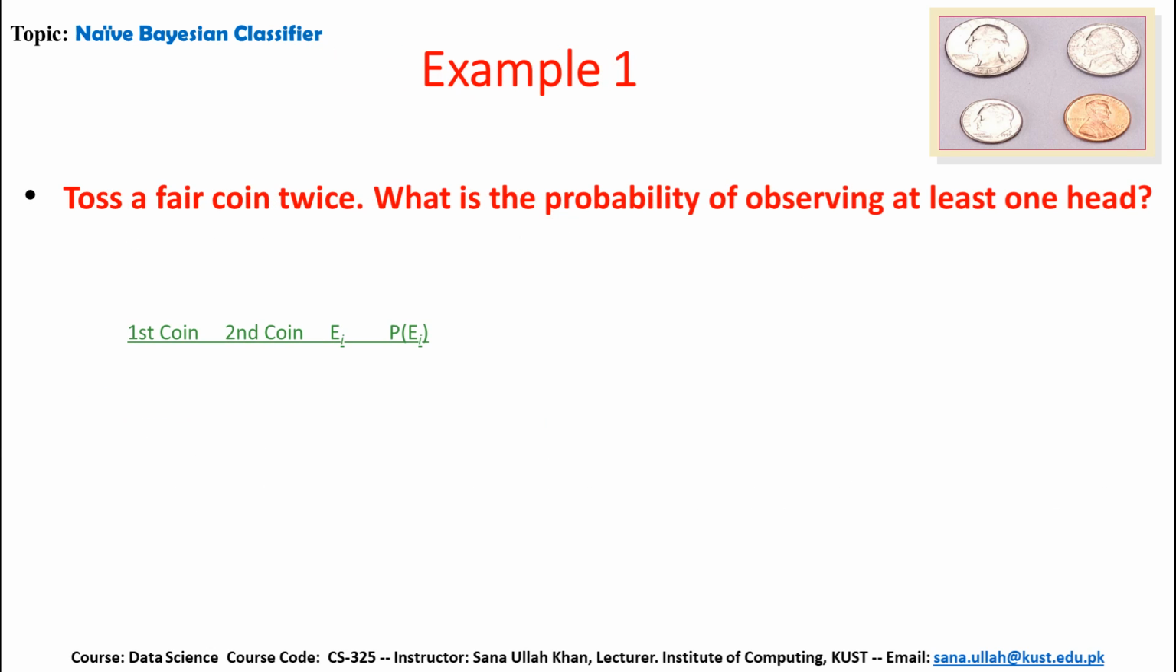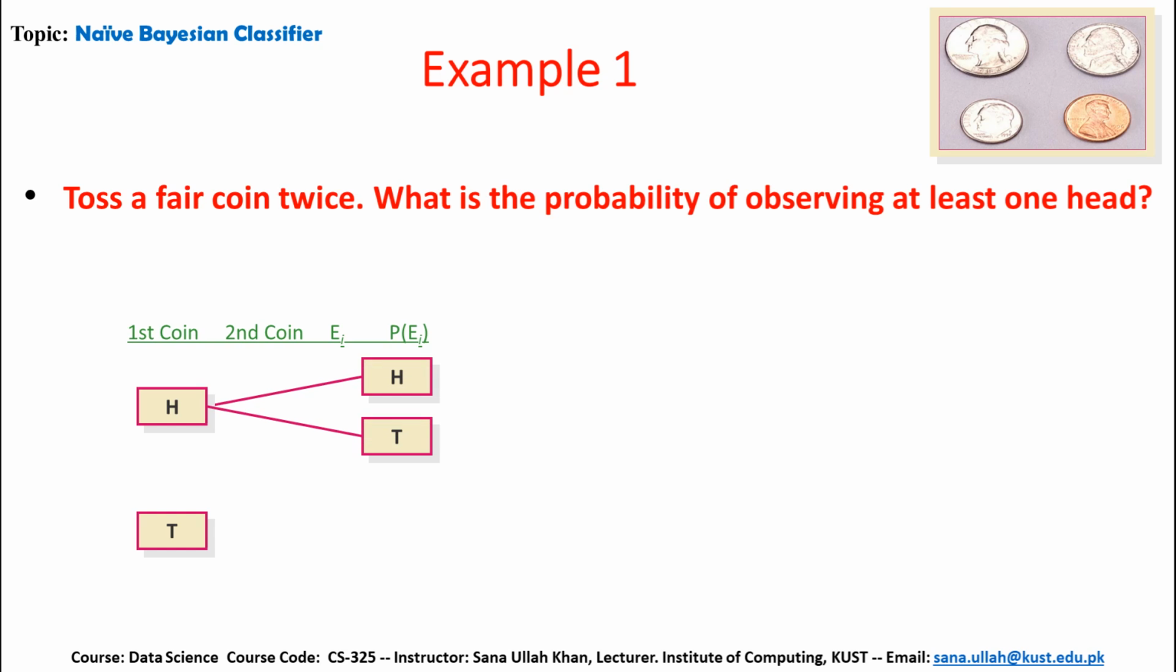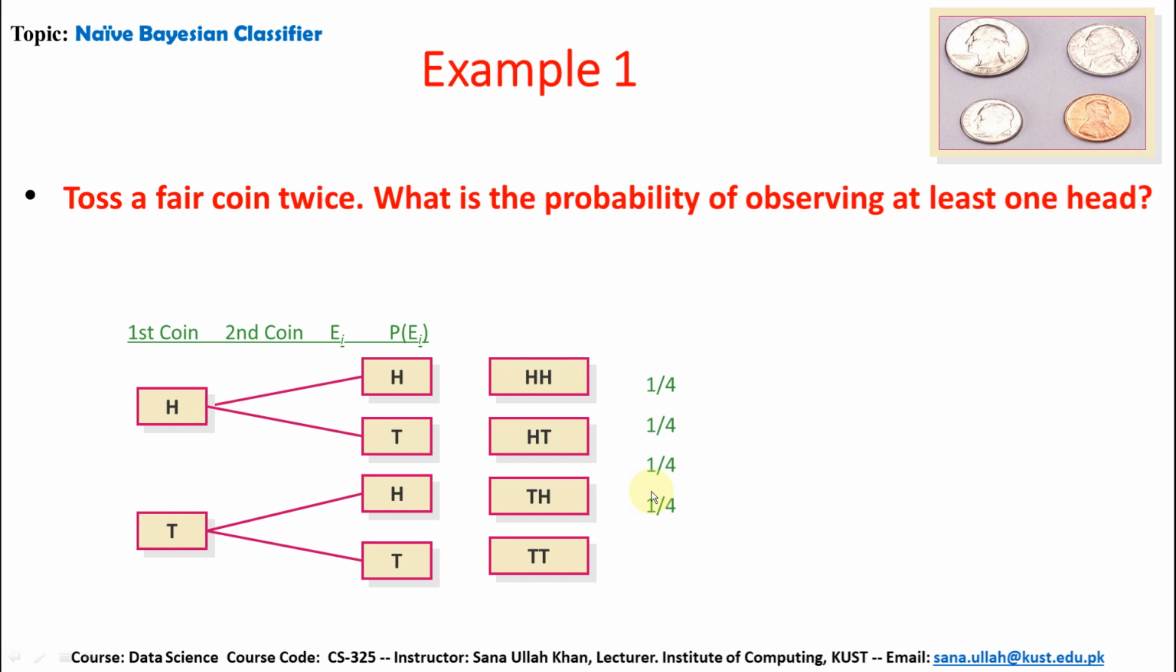Example, toss a fair coin twice. What is the probability of observing at least one head? If we toss one coin one time, there are two outcomes, head and tail. If we toss a second time, the outcomes extend. The possibilities are first head, second head; first head, second tail; first tail, second head; and first tail, second tail. So the combined outcomes look like this.